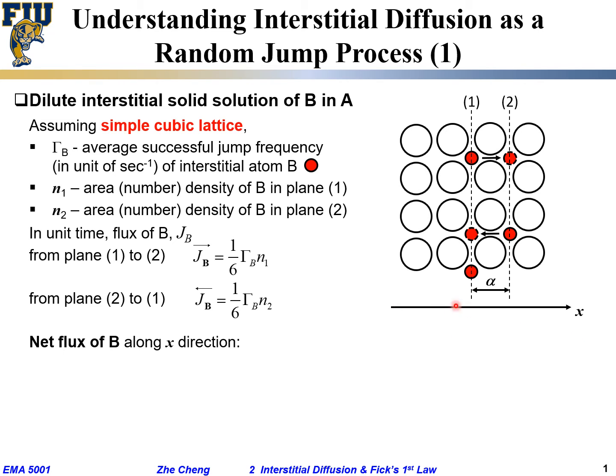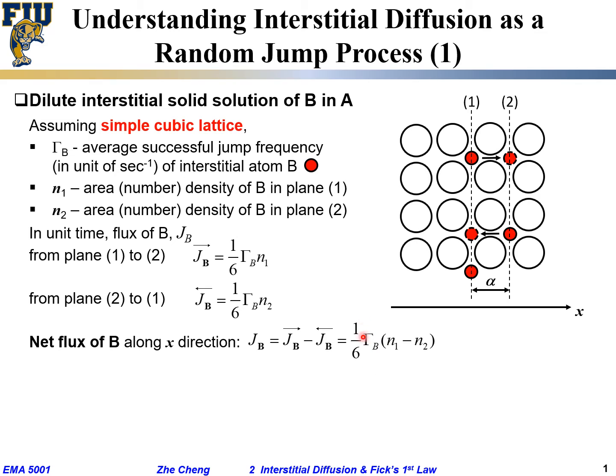The net flux along the x direction, from 1 to 2, would be the difference. Some of the atoms go from 1 to 2. At the same time, some of the atoms would go from 2 to 1. So the net flux would be the difference between these two, right? Forward minus backward.